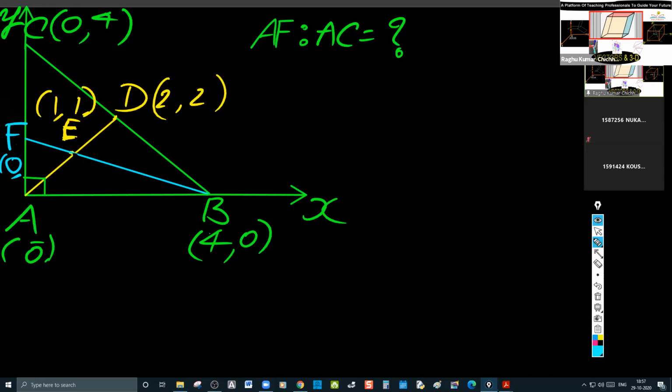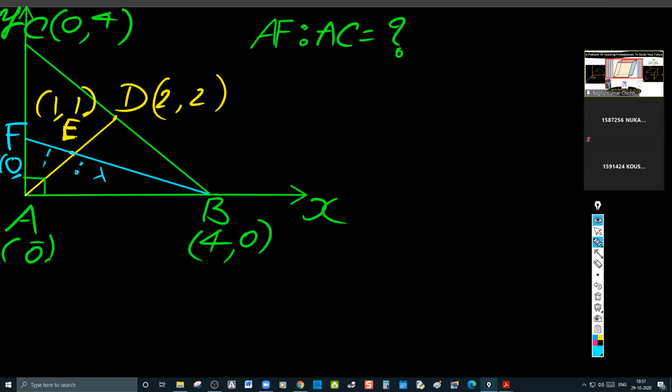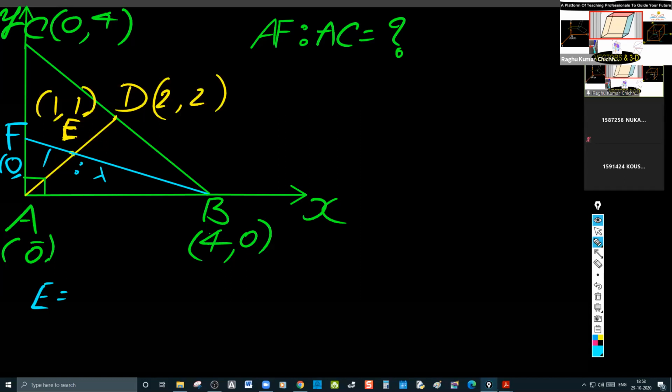We don't know in which ratio this F divides BE. So let me say this as some lambda is to 1 and let me equate this to 0. Just see this carefully. I'm taking the required ratio as lambda is to 1. Now I'm applying the section formula. That means I'm writing E now. E is equal to 1 into 4 plus lambda into 0, divided by lambda plus 1, is 0 you're getting.